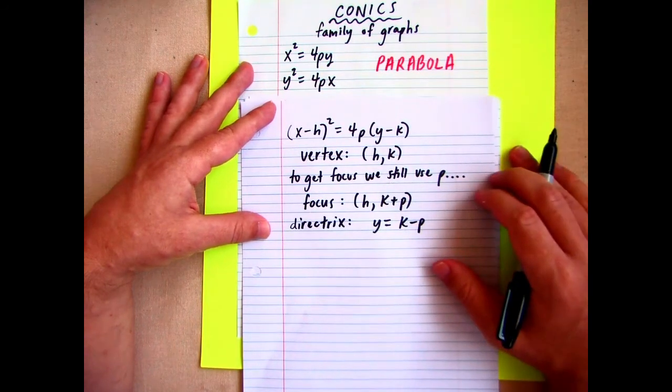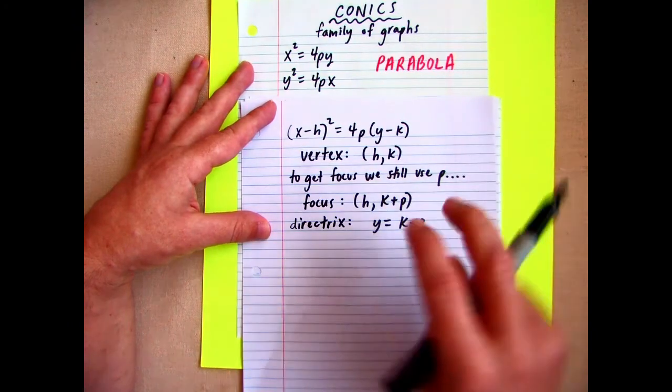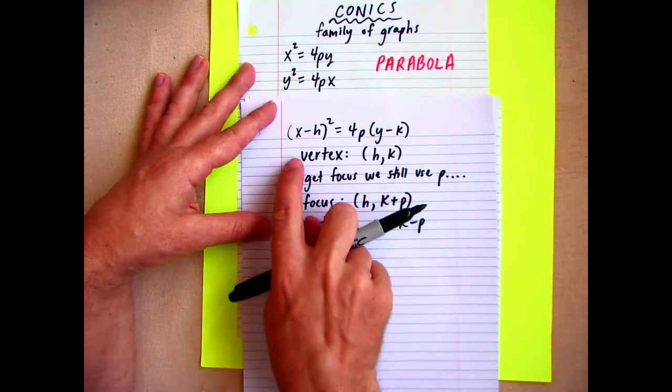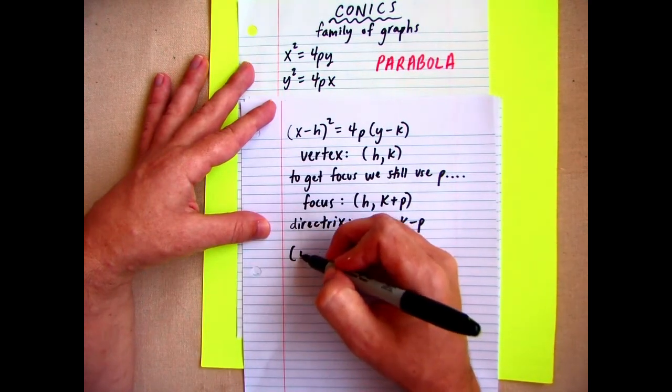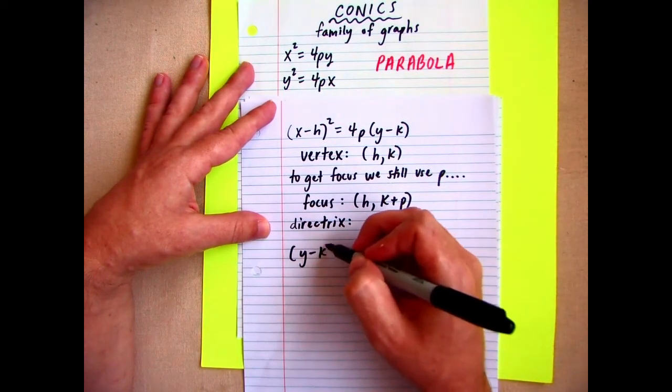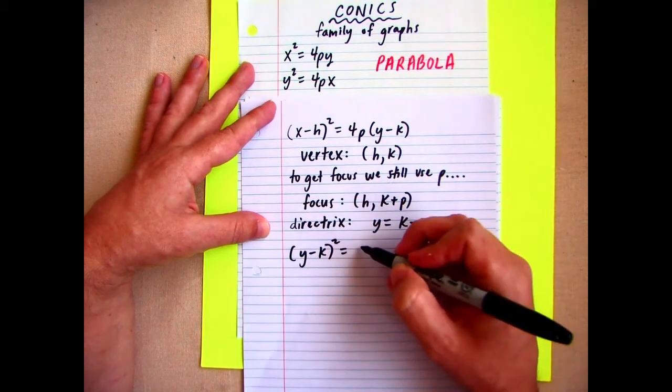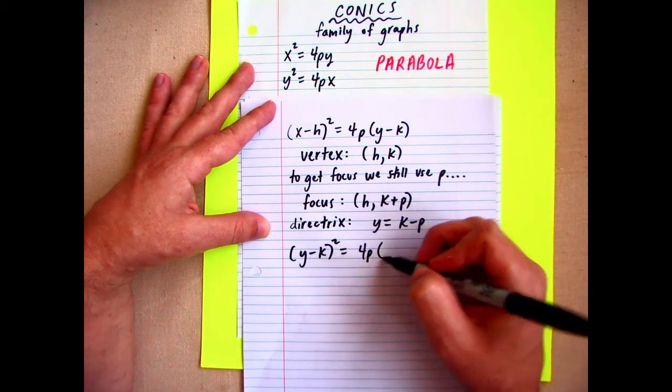Likewise, the directrix is below the vertex. And how far below the vertex do you go? You go a distance of p. So that directrix equation is going to have an equation of y equals k minus p.